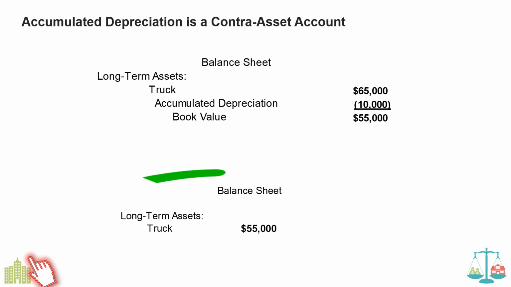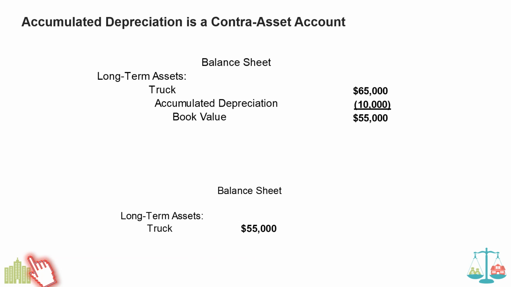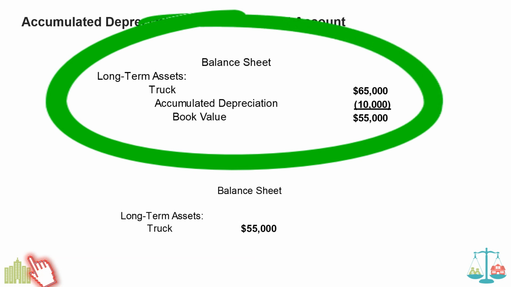You see, if we simply show this second balance sheet and show the truck at a book value of $55,000, it really doesn't tell much of the story. It doesn't tell what did it originally cost, how much has it been depreciated, do I really believe in the same assumptions relative to how they calculated depreciation. So in order to provide fuller disclosure to the users of the balance sheet, we're going to go ahead and show the truck at its original capitalized cost. We're going to show the amount of accumulated depreciation and the resulting book value.